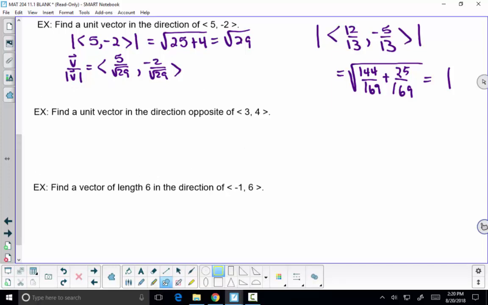Any questions on how we found that? So that points in the same direction as 5, -2. It's pointing down into quadrant 4. All we did was shrink it. We found the length of the vector and then divided that length into each component. Any questions, or is that good?